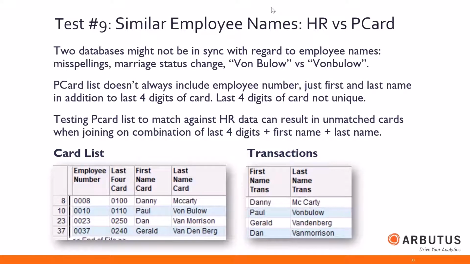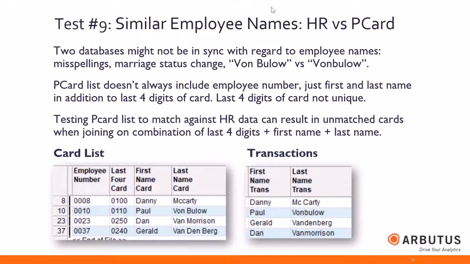Similar employee names. It often happens that databases might not be in sync as far as the names are concerned. Those could be due to misspellings, marriage status, or the default way a name is treated. For instance, it could be von space Bülow in one file and von Bülow all as one word in the second. In this case, the P-card list doesn't always include the employee number, just the first and last name in addition to the last 4 digits of the card. The last 4 digits of the card are not unique. So testing them against each other can lead you to identify some as being false negatives.